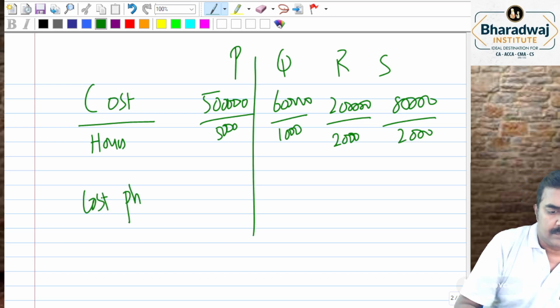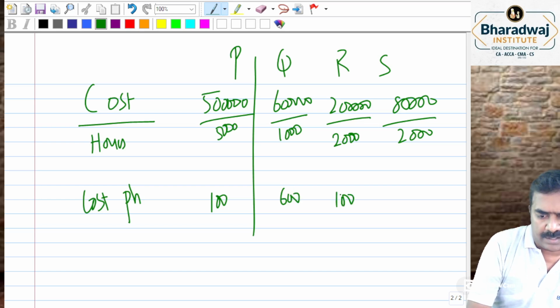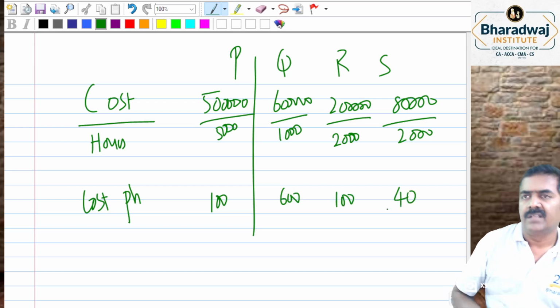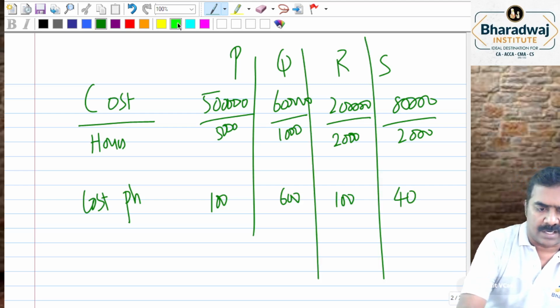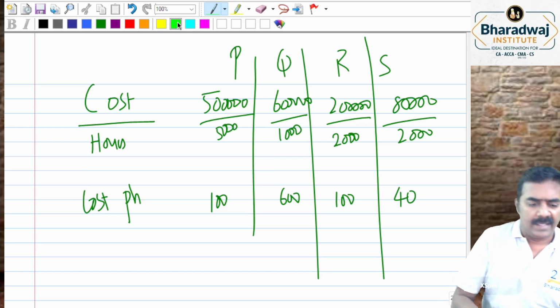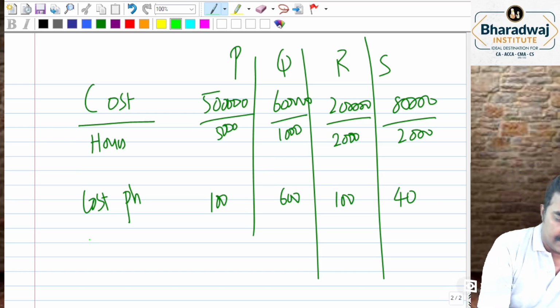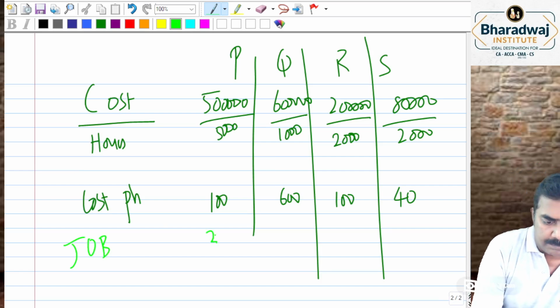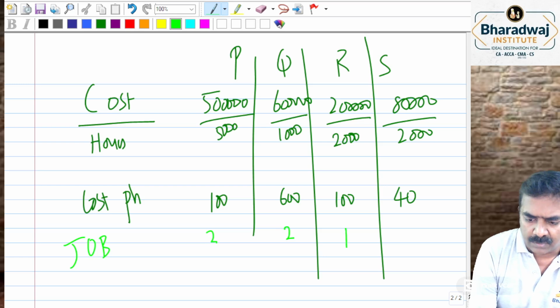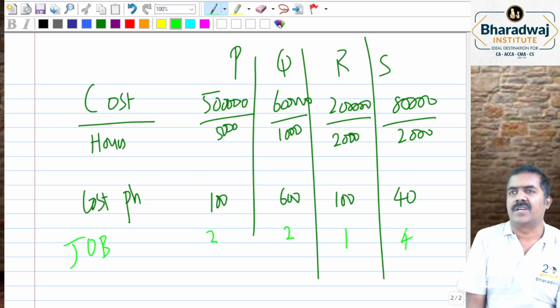Cost per hour: 100, 600, 100, 400, 40. This is the cost per hour of running each department. Let's assume a customer comes with an order. The job is, it will take 2 hours in P, 2 hours in Q, 1 hour and 4 hours, like that. How will you charge the customer now?